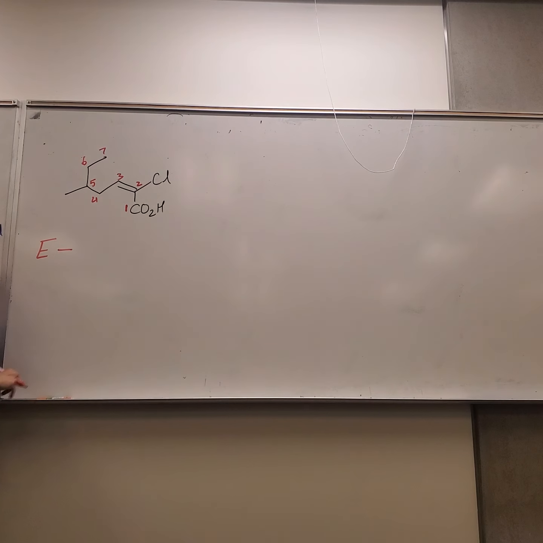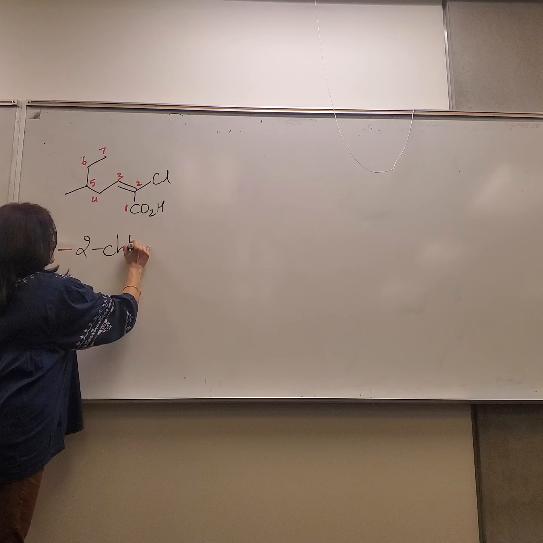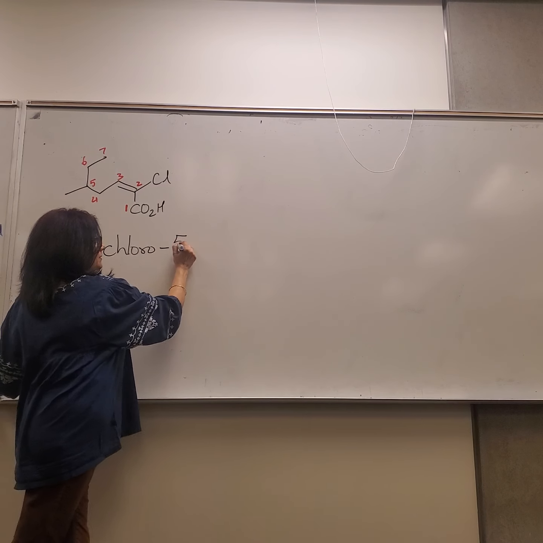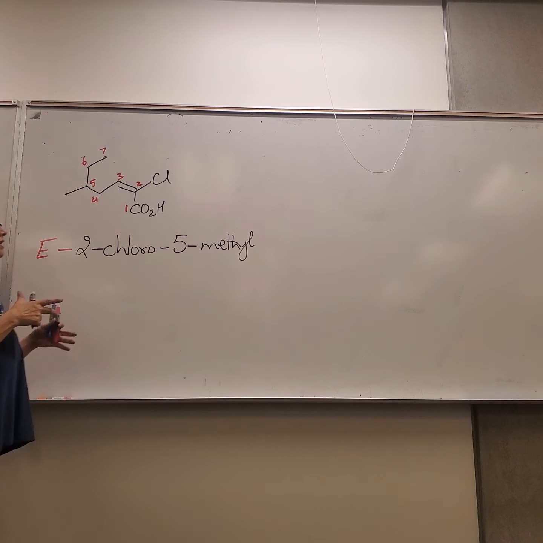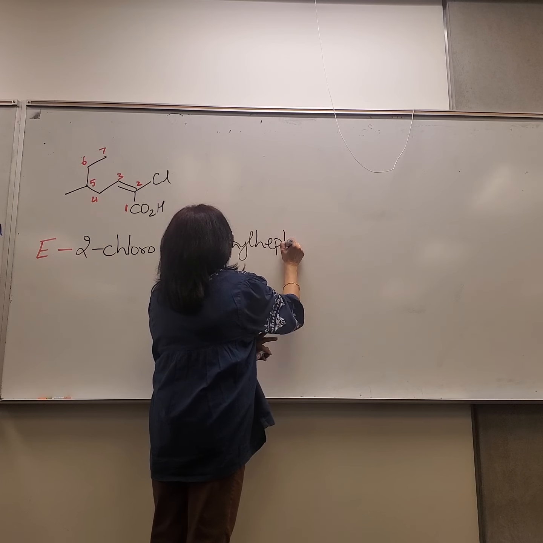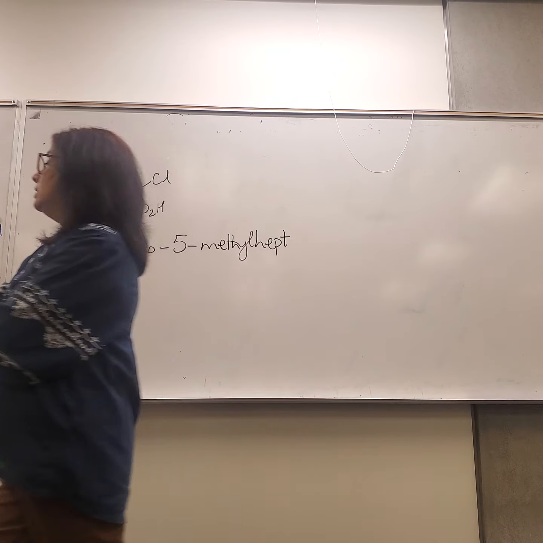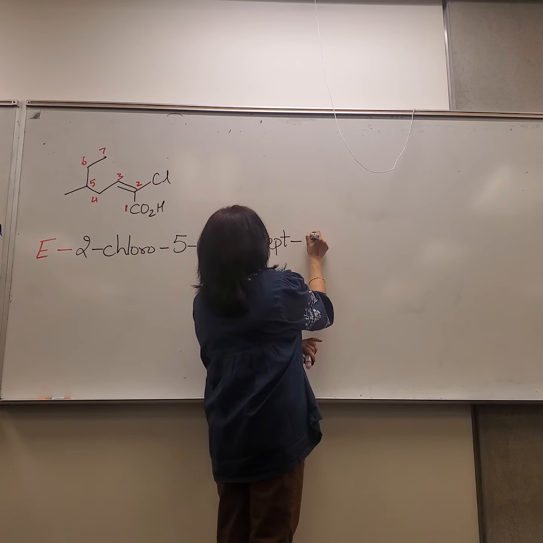Okay, now let's start with the naming part. So what's the alk? Oh no, groups first, I'm so sorry. Groups first. 2-chloro. I thought you said 2,4. 2-chloro, 5-methyl. Then now comes the alk, right? What's the alk here? Hept. Is there an ene or yne? Ene. So then you have to give the position of the ene. Where is the ene? 2. 2-ene.